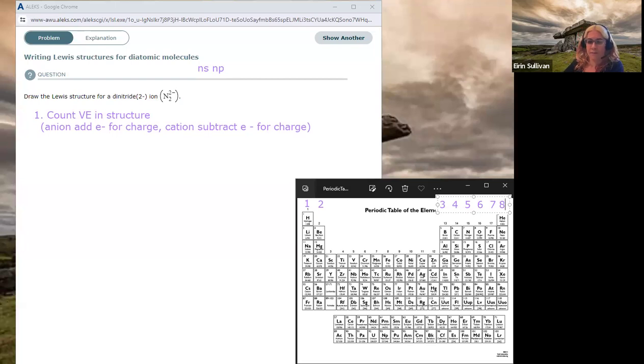the noble gases, has 8 electrons in its Lewis symbol. It is full, with an ns2 np6 configuration. 2 plus 6 gives you 8. It's already got an octet. So when we count our valence electrons, that is for every atom in the molecule or polyatomic ion, accounting for charge.